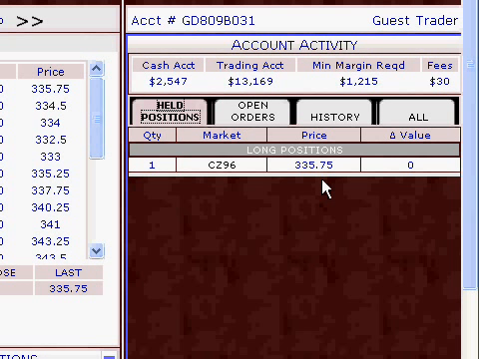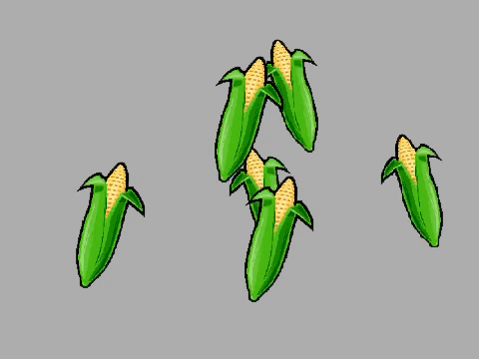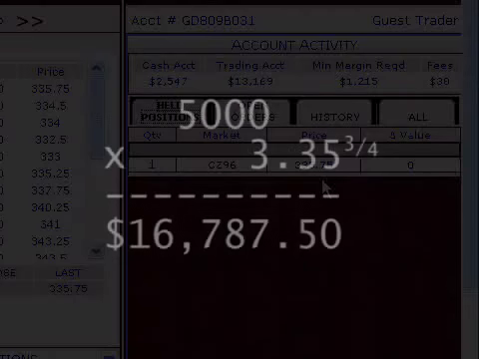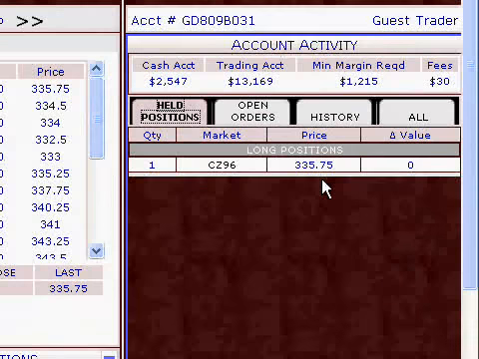So if we stop right here and do nothing else, then we can expect a delivery of 5,000 bushels of corn around January 1997. And a bill for a staggering $16,787.50. That's the price we paid times the number of bushels we bought, which is great if you're in the cereal business, but what we really want to do is to turn around and sell our corn contract for more than we paid for it.